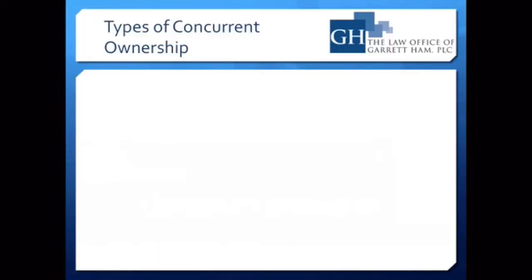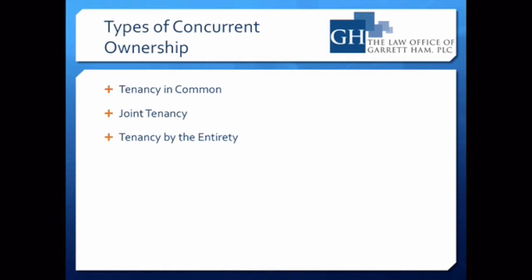Before deciding to purchase or hold property with someone else, however, it is important to understand the different types of property ownership available. Three main methods of co-ownership are available under the law: tenancy in common, joint tenancy, and tenancy by the entirety.